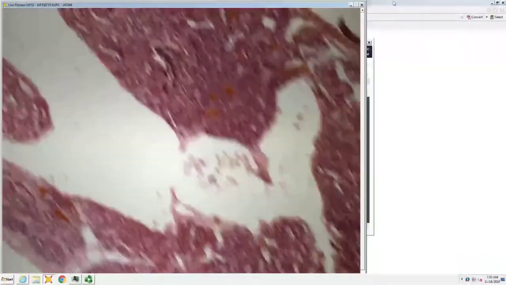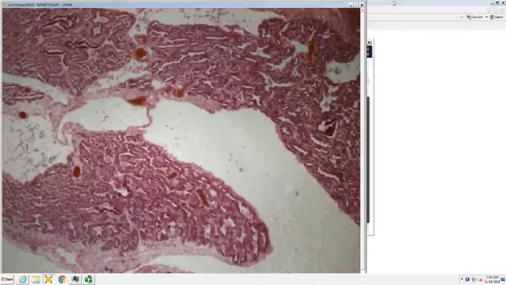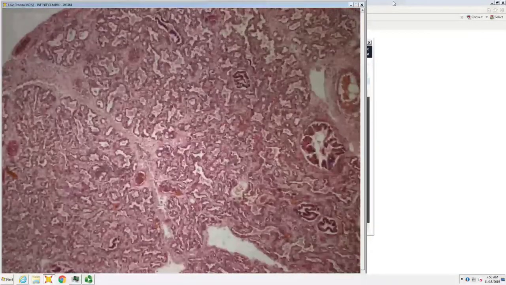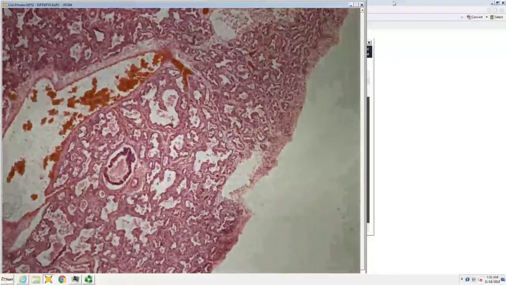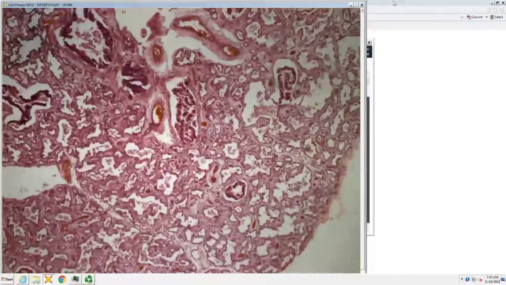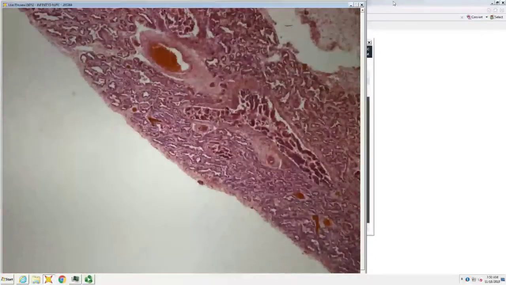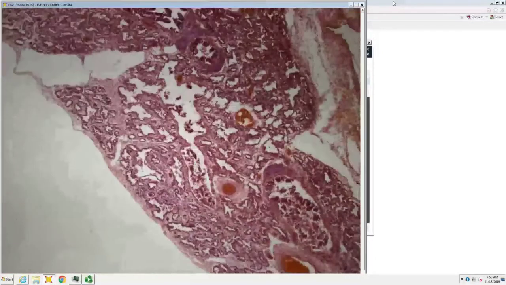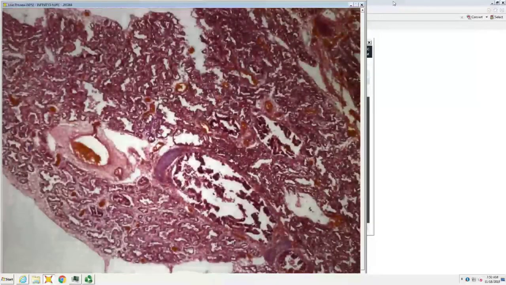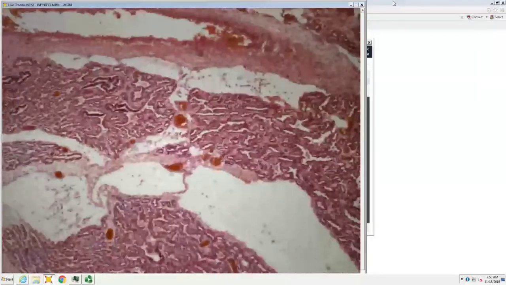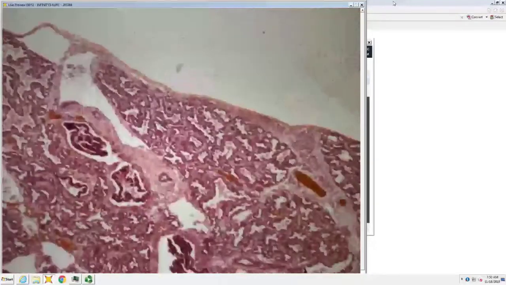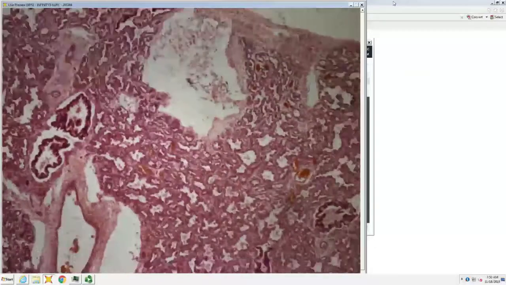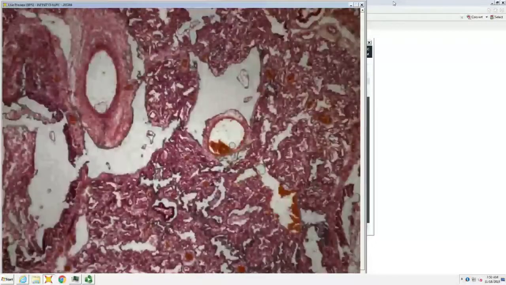So, again, we are not in skin. Let's see. Yeah, I don't see the organism jumping out. Let's skip this one just in the interest of time.